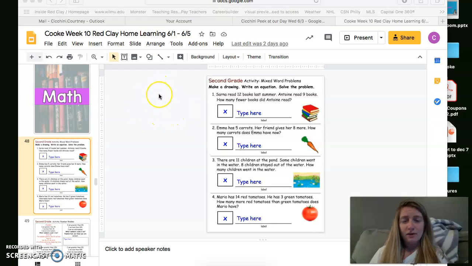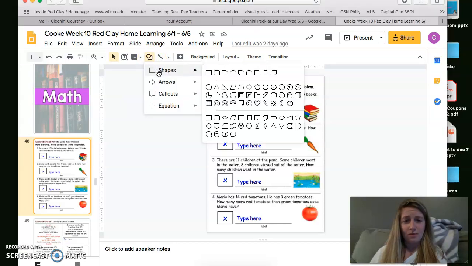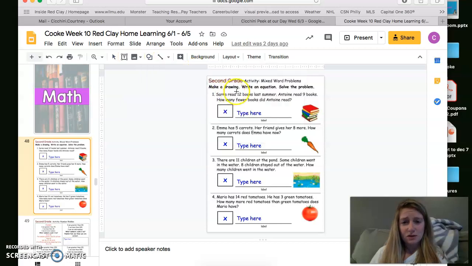All right, I'm going to read the first one. Sarna read 12 books last summer. Antoine read 9 books. How many fewer books did Antoine read? I remember our skill of when we read word problems, we circle the numbers. So I'm going to do that. You don't have to do that, you can if you want.